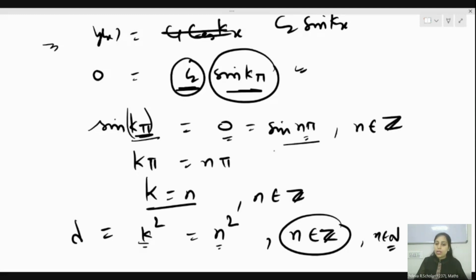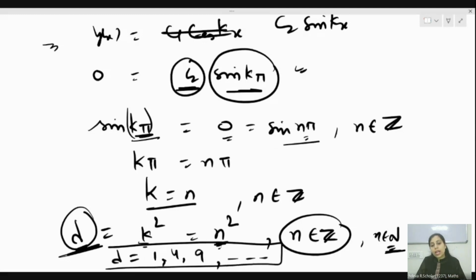Now, writing n belongs to either integer or natural number is the same thing, because when n is 1, the answer of lambda is 1. When n is minus 1, again the answer of lambda is 1. So avoiding negative terms, we can write only positive terms also. That will give you the same lambdas. 1, 2 square is 4, also minus 2 square is 4. 3 square is 9, also minus 3 square is 9. So these are the required lambdas which give you the final non-trivial solution.